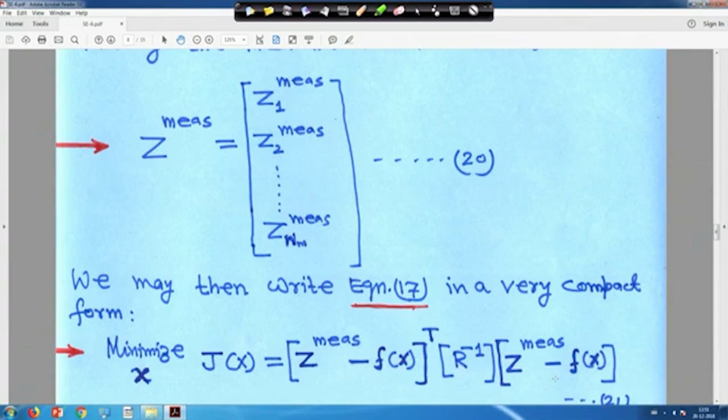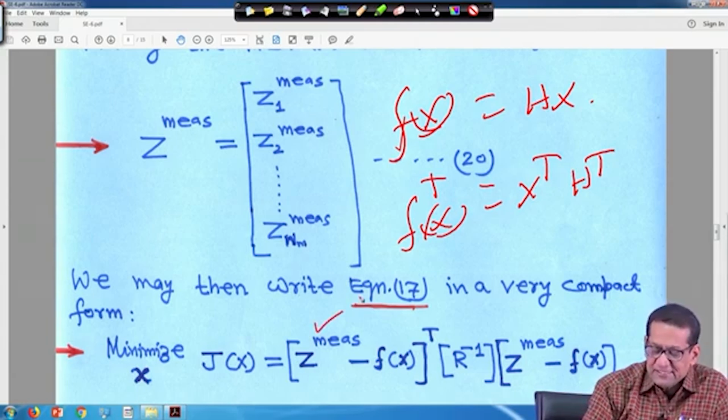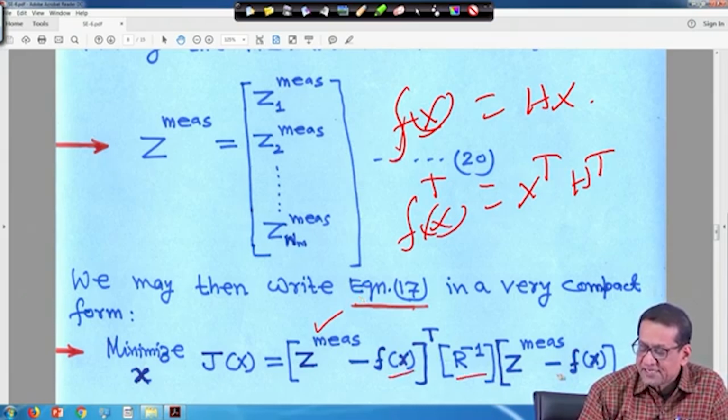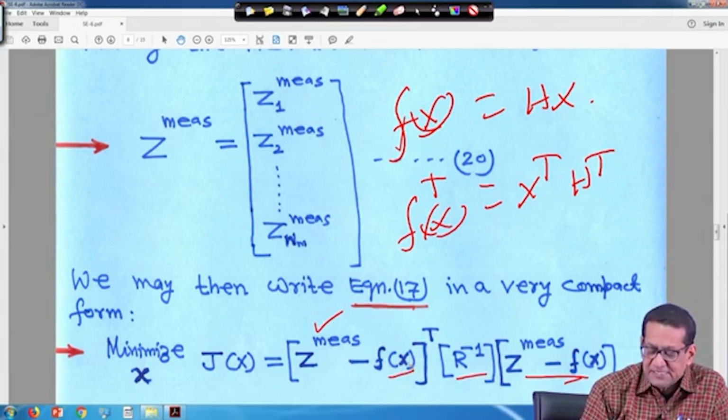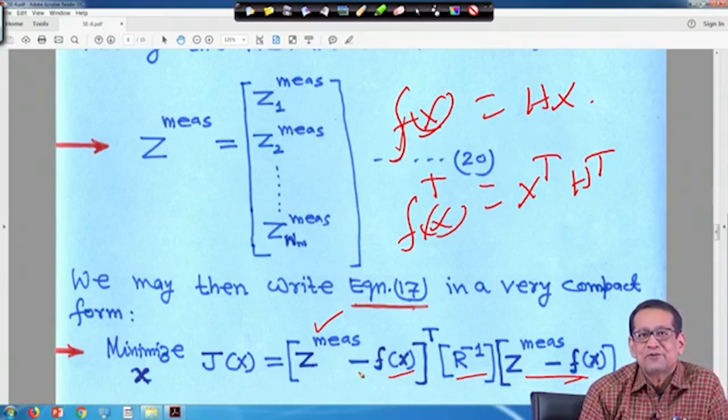Another thing is that f(x) is equal to h x, which I am putting here because later I have written it directly. Then when you take the transpose, z measure transpose minus f(x) transpose, and f(x) transpose will be x transpose h transpose. So you put all these things in and then multiply. But note that all this is a vector, a matrix. So when you multiply z measure minus f(x), which is h into x, multiply everything carefully. Do not expand it the way we do a minus b into a plus 2b, not like that, right.